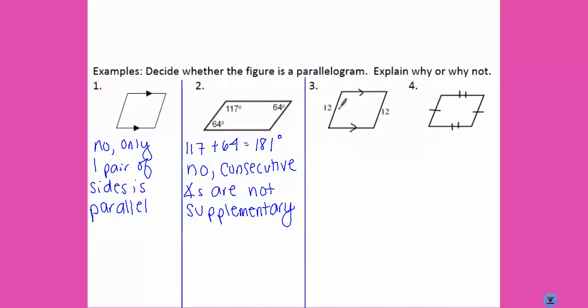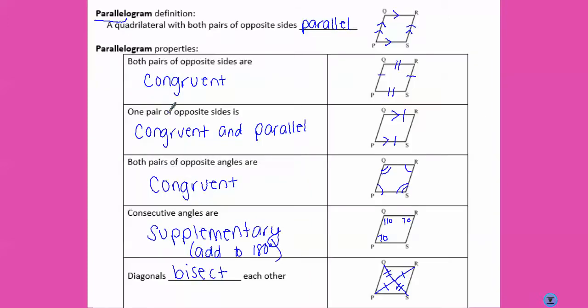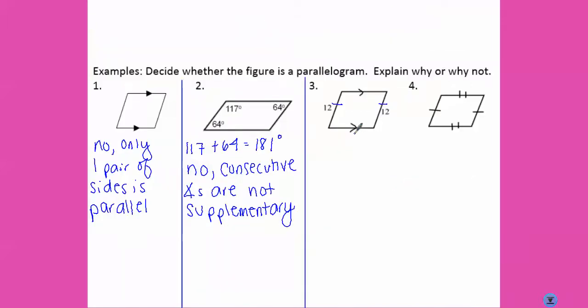In number three, we have sides that are congruent and we have sides that are parallel. However, the rule said one pair has to be congruent and parallel. These are different sides. So this is no, because it's one pair parallel and one pair congruent.